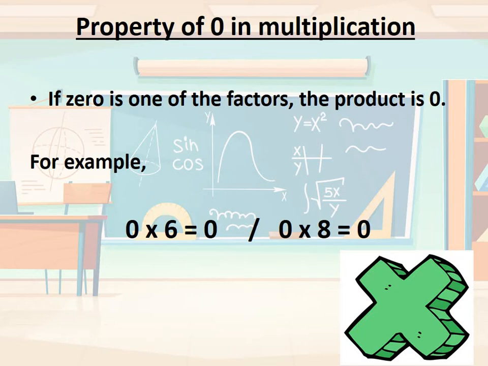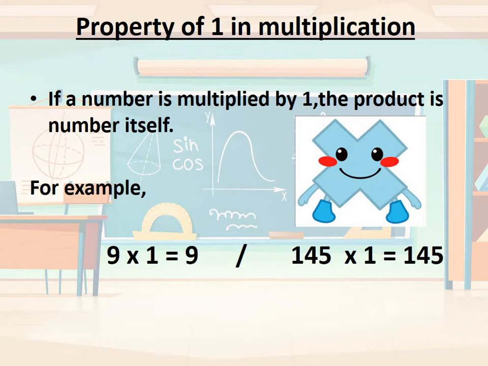0 multiplied by 10 lakh, it will give you 0. 0 multiplied by crore, it will give you 0. 0 multiplied by 10, it will give you 0. If 10 is multiplied by 0, it will give you 0. Correct? The second table which we had learned, that is multiplication of 1.